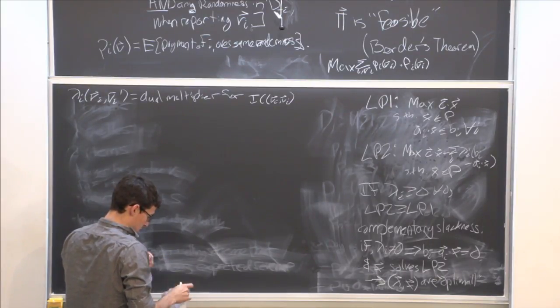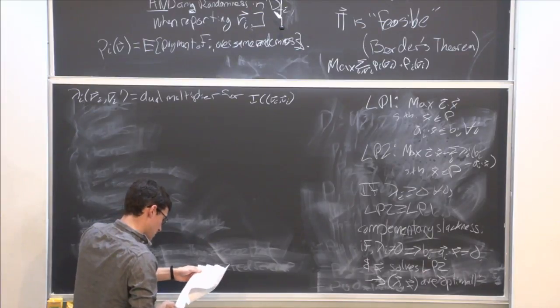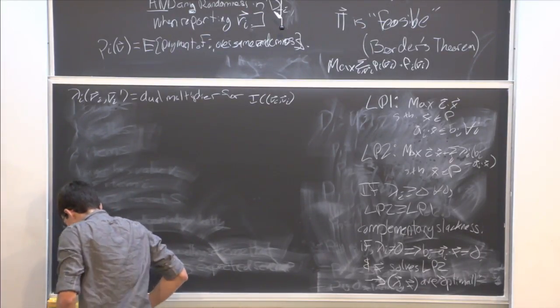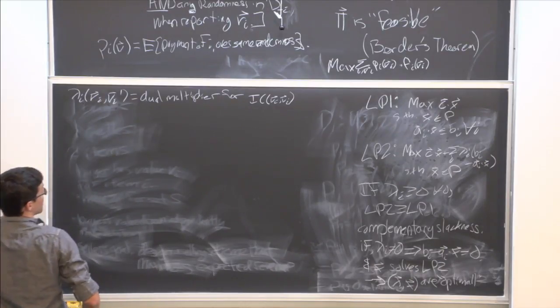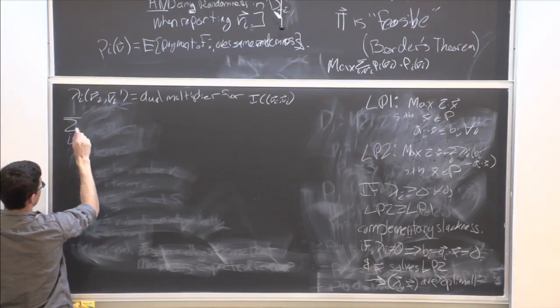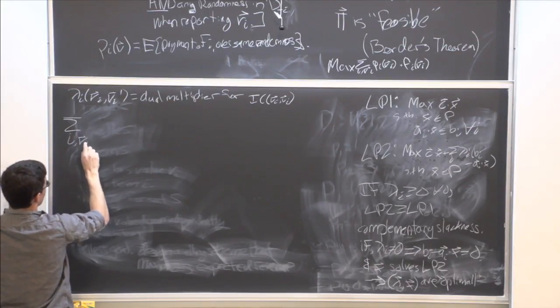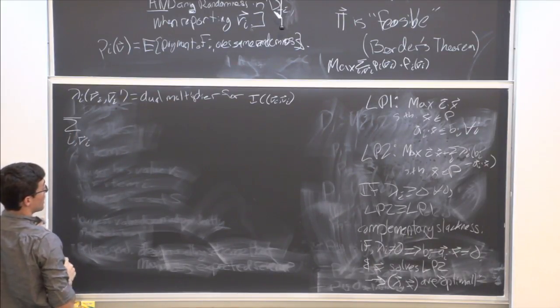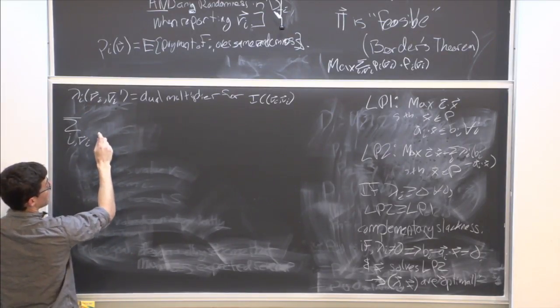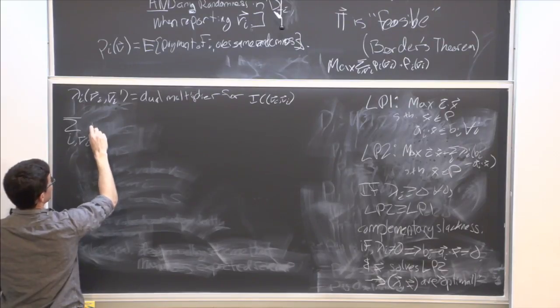So I think I didn't write this down in my notes. Okay, so let's see what happens. So the new objective is going to be, long. So it's the sum over all i, the sum over all vi, and the original objective is still there.